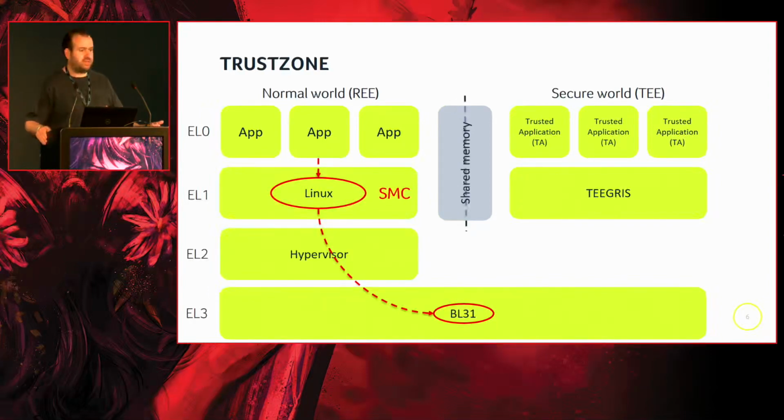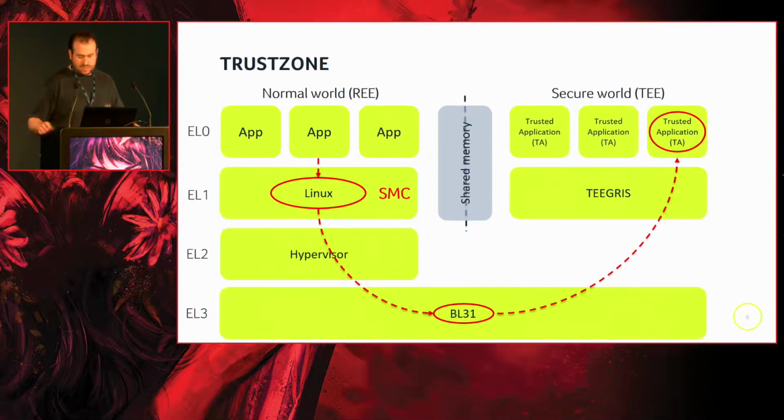This is an instruction that will generate an exception at BL31, so at the EL3 level. And BL31 will then determine the ID that was specified by the app for this SMC call, and it will decide what to do. You can either process it internally, or it can forward it to a trusted application through the Tigris kernel. And the trusted application will then process this and use functionality implemented in the Tigris kernel, and then start to do the inverse path and send the answer back to the application.